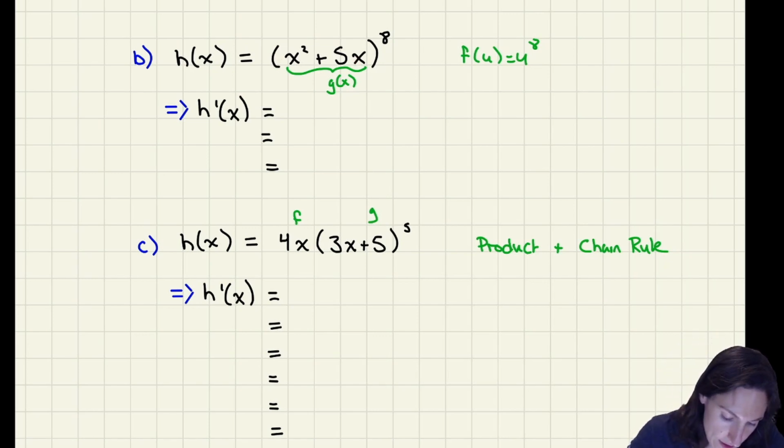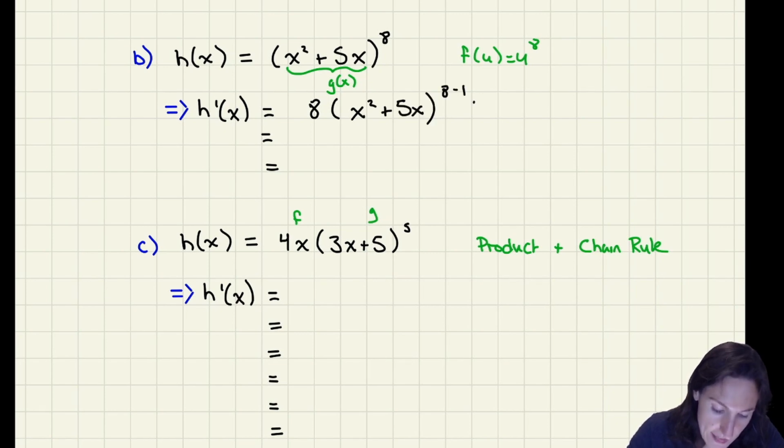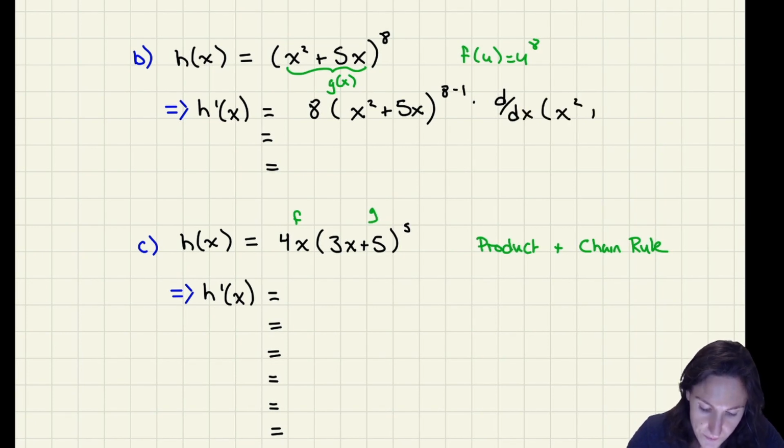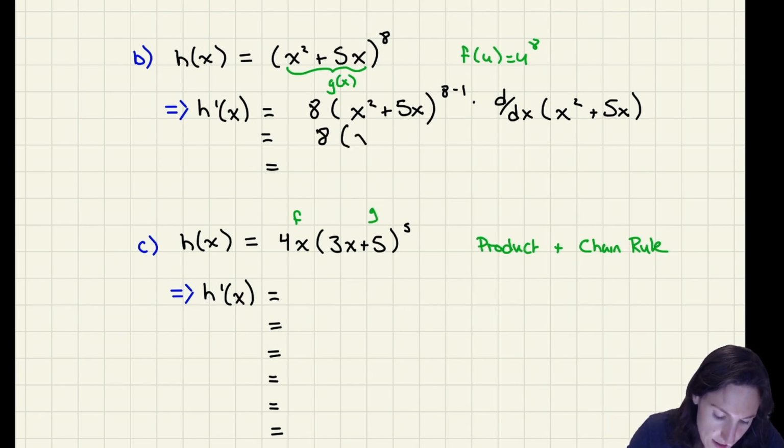Okay, so bring down the exponent, ignore the inside. Then we go 8 minus 1, and then we'll worry about d/dx of x squared plus 5x. Okay, so this is 8 times (x squared plus 5x) to the power of 7 times (2x plus 5).